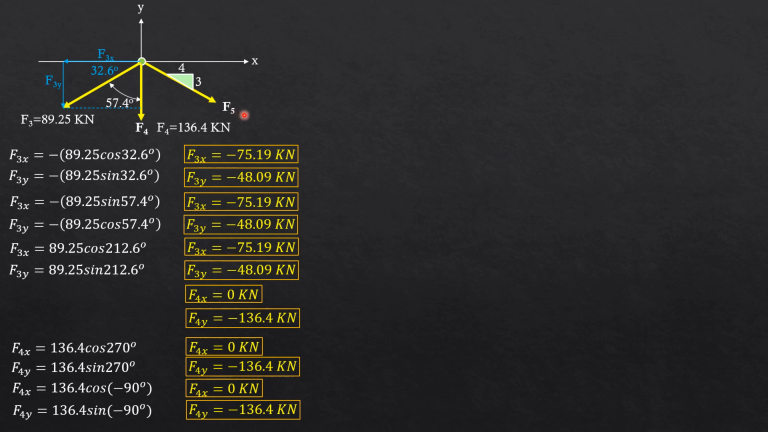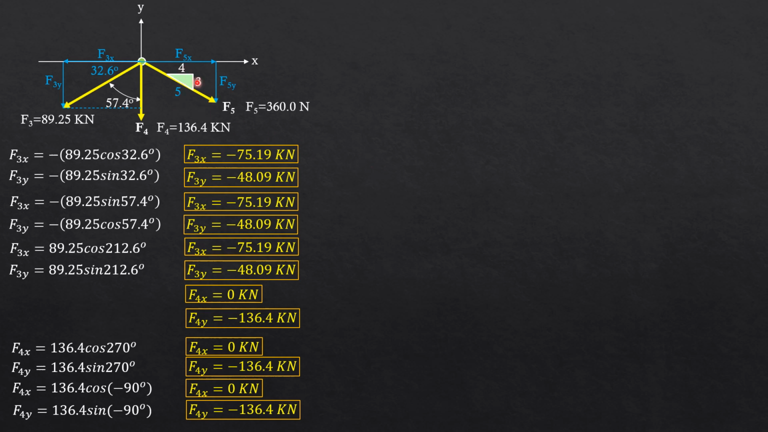So finally, for this F5 here, the x component is rightward, so positive. The y component is downward, so negative. So we have 3, 4, so the hypotenuse is 5. Square root of 4 squared plus 3 squared is 5. So the magnitude of F5 is 360 newtons. F5x is positive because it is directed towards the positive x direction. F5y is going down, so it is expected negative.